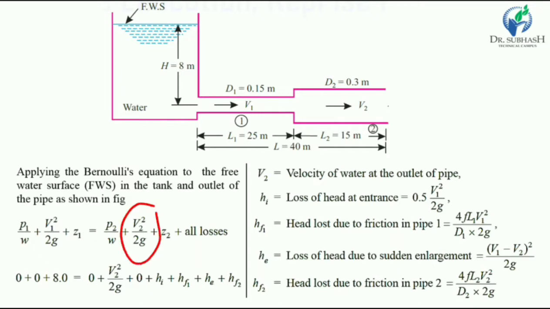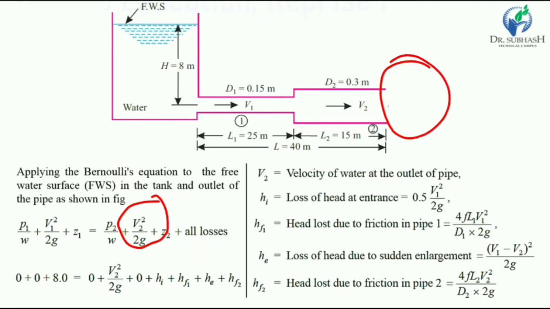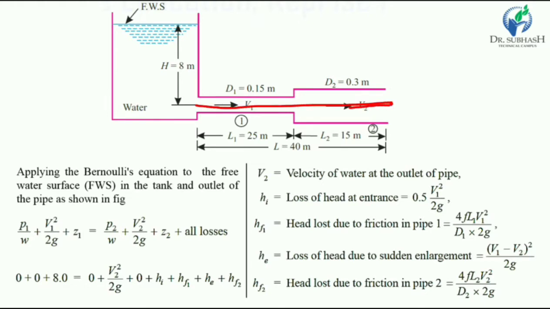So at section 2 the fluid has only kinetic energy, or velocity head, V2 square upon 2g. Pressure is 0 because the flow is free at the exit. So pressure energy is 0, and the datum height is 0 because the reference datum is the center axis of the pipe. So the datum difference is 0 at section 2. So both are 0. Only velocity head is there.